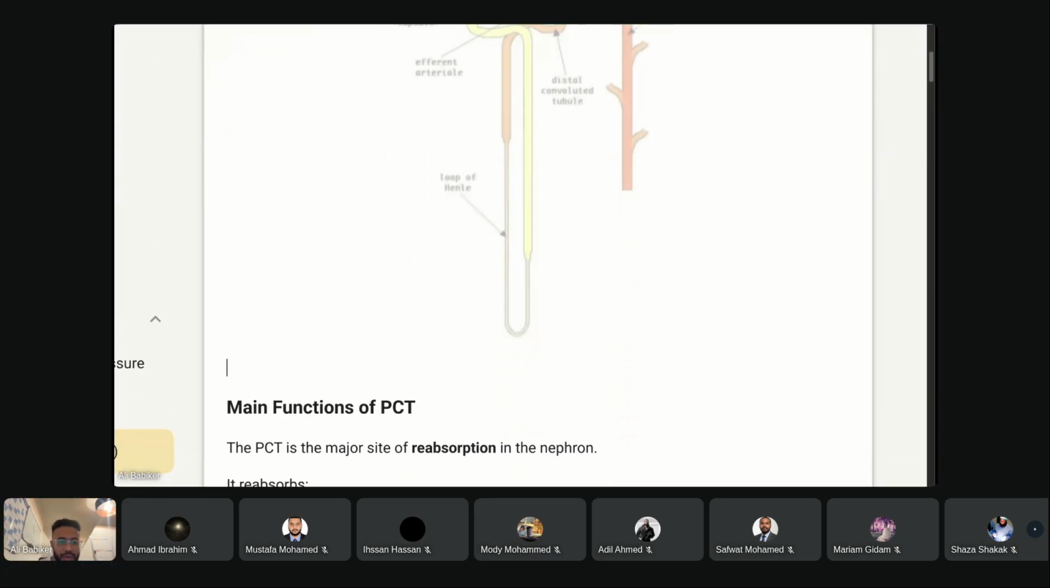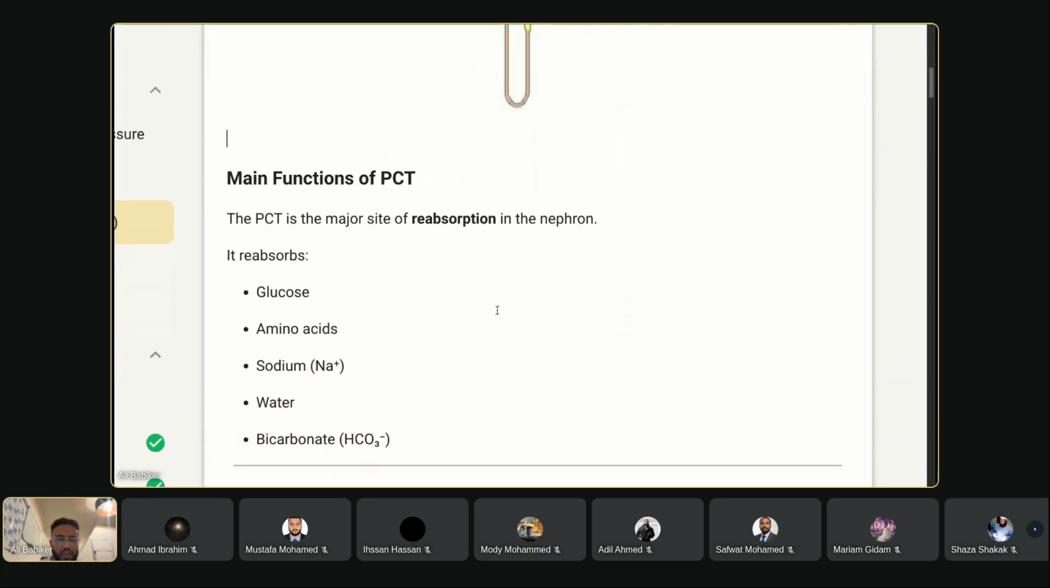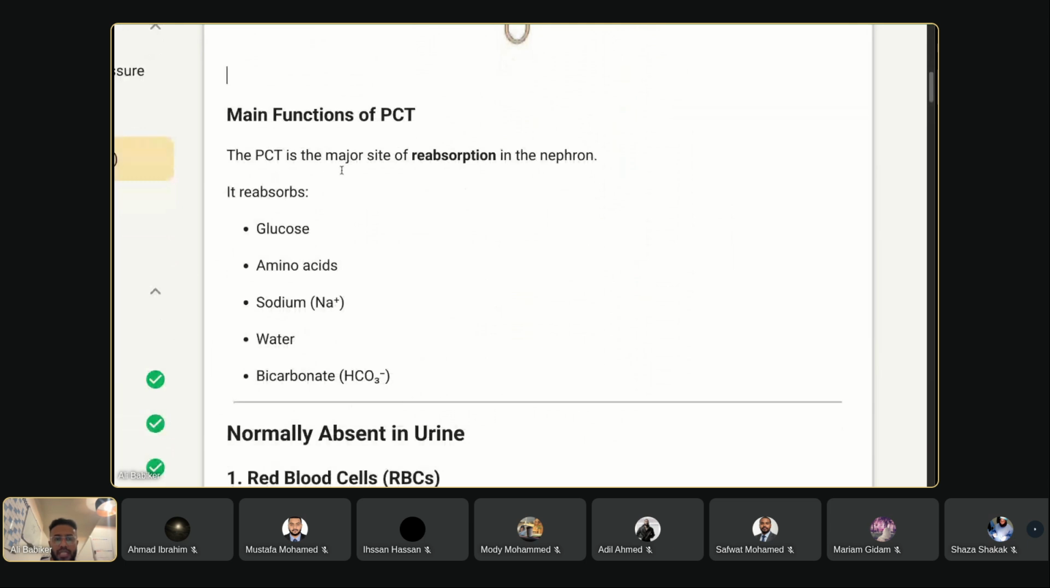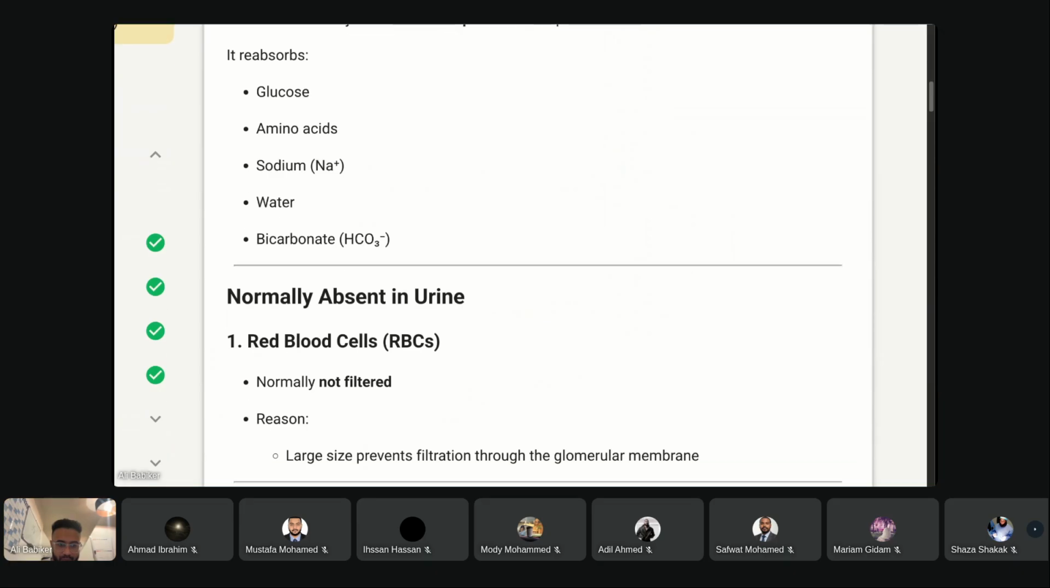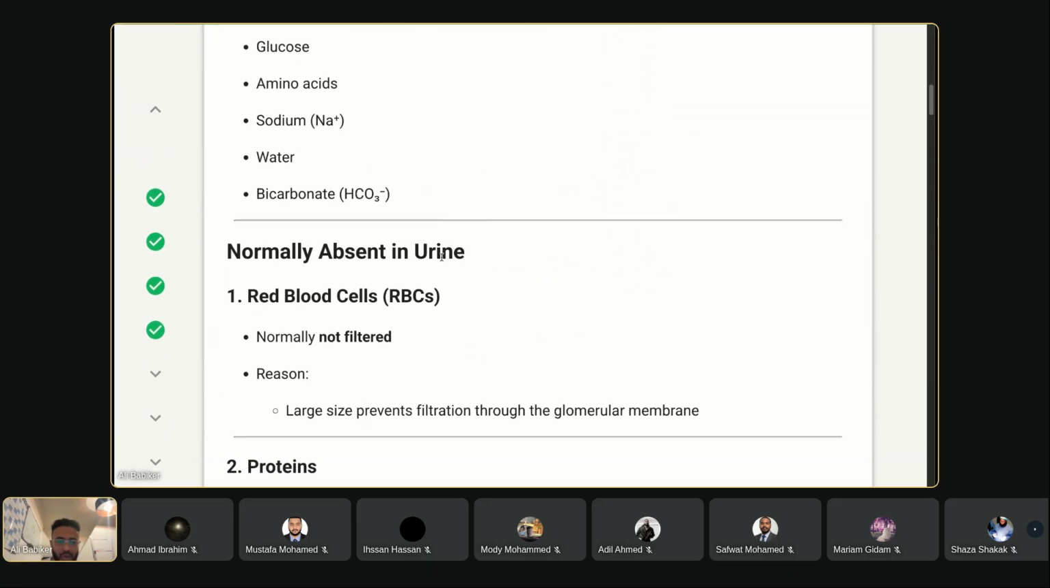Main function of the proximal convoluted tubule: it is the major site of reabsorption in the nephron. It absorbs glucose, amino acids, sodium, water, and bicarbonate. These are normally absent in urine, so this is a substance that we don't usually see in urine. If you see any of this in the urine, that means there's something wrong.